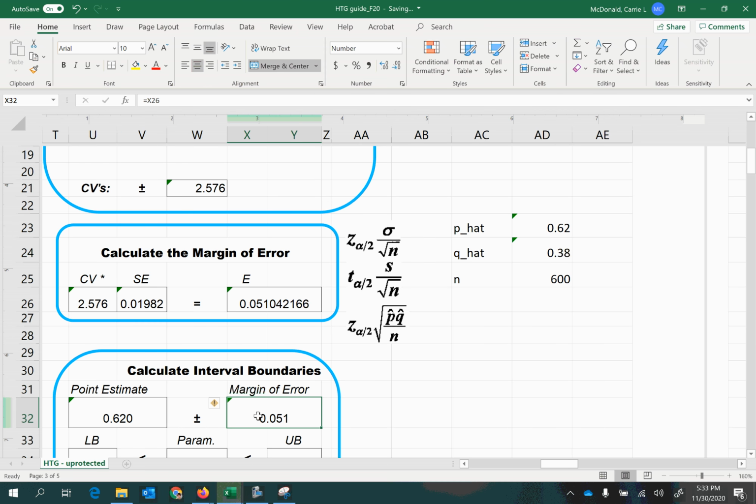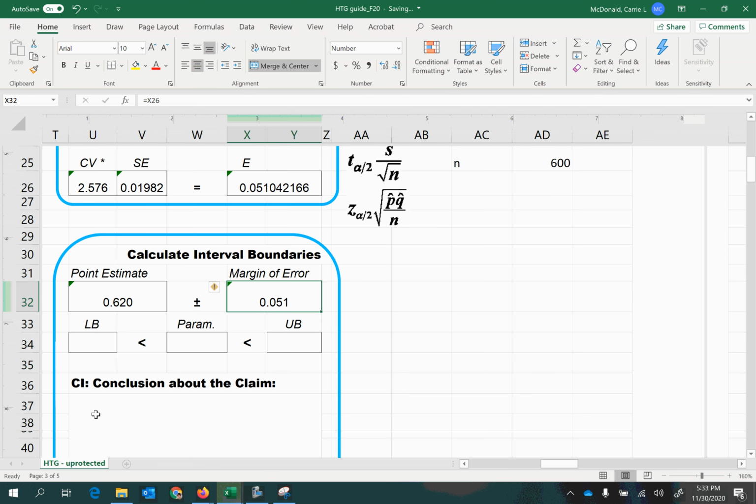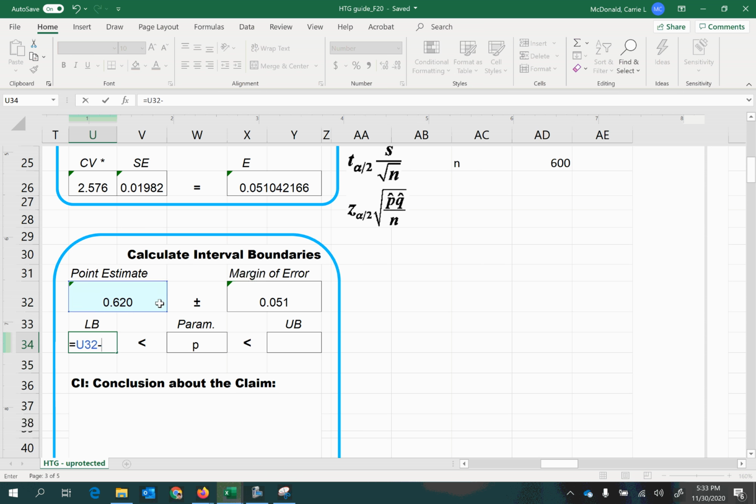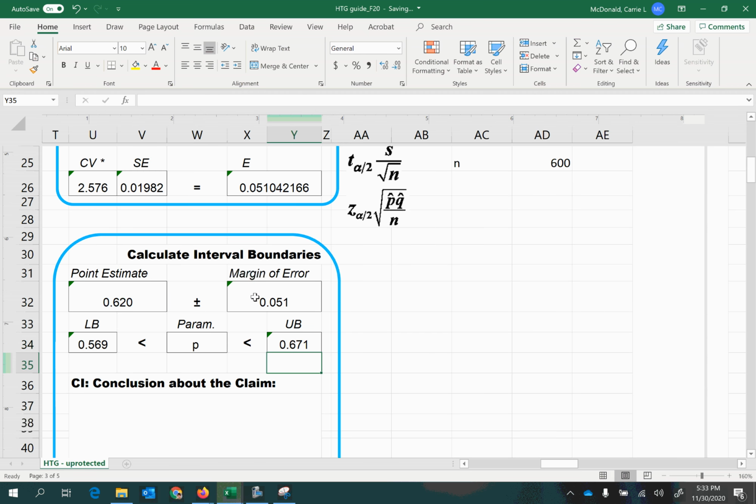Okay, here's our margin of error. All I did was copy it down. And the parameter that we are estimating, again, is P without a hat, meaning the true population proportion. So we estimate with 99% confidence that the true population proportion is somewhere between P hat minus E and P hat plus E. Okay, the point estimate minus the margin of error, and the point estimate plus the margin of error. And that's it. That's how we get our answers.